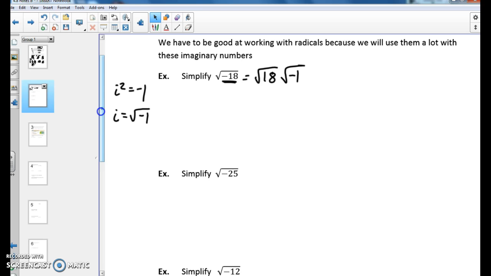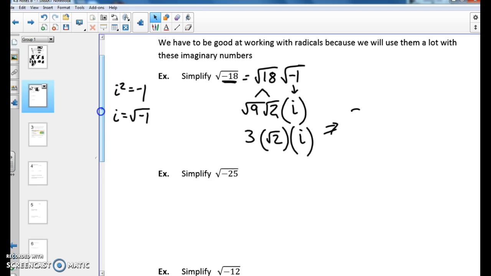Back to this, we have square root of 18. I can break that down into square root of 9 times square root of 2. And then I've got this square root of negative 1, which we just said was equal to i. So that's going to become i. Now, square root of 9, we can go ahead and simplify. That becomes 3. So we have 3, we have the square root of 2, and we have i, all being multiplied together. The way we would construct that at the end is 3i times the square root of 2. Okay, 3i is that part that's going to go in front of the radical.